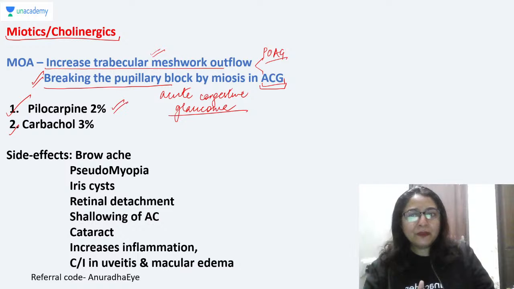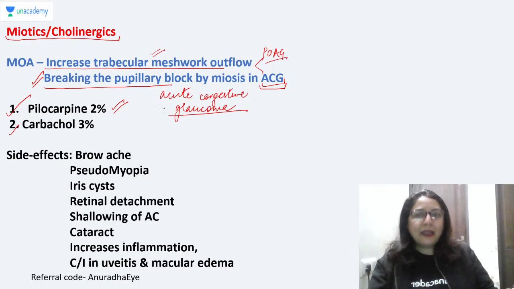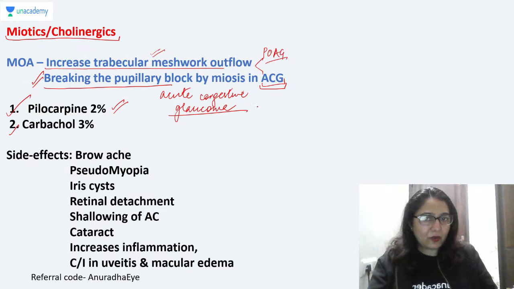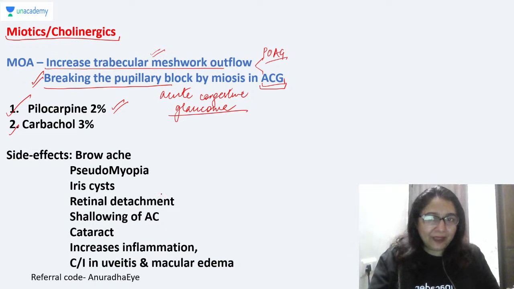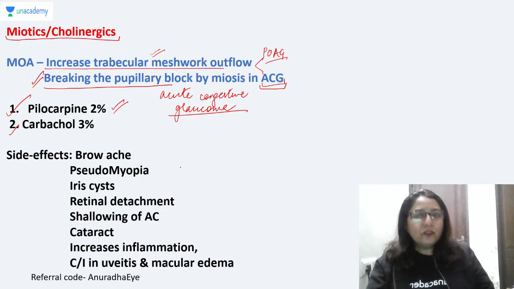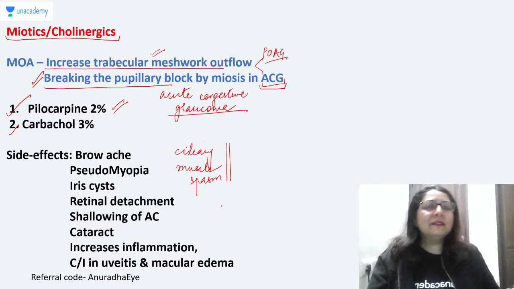So pilocarpine is nowadays the only miotic which is used, and again mostly used to break the attack in acute congestive glaucoma. Now these cholinergics have multiple side effects, and these side effects are mostly associated because they will cause ciliary muscle spasm. They are cholinergic drugs, so we have the cholinergic or parasympathetic receptors in the ciliary body.